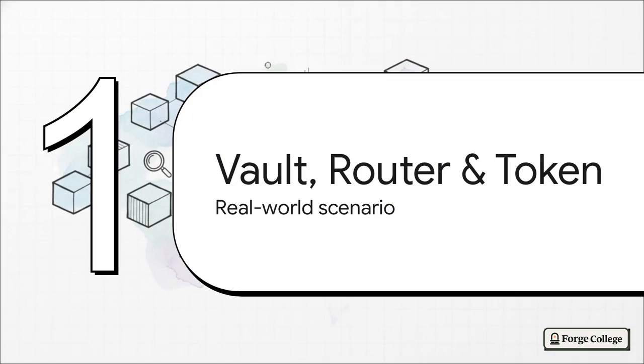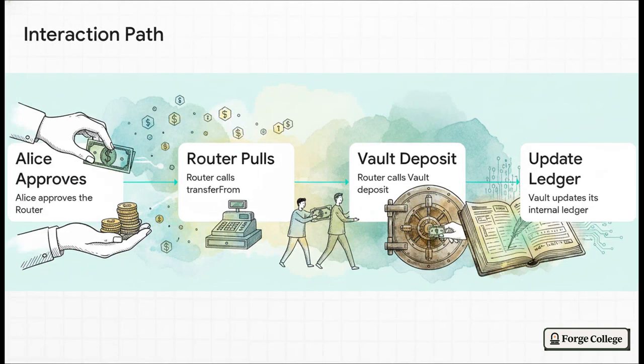Section 3. Vault, router, and token, a real-world scenario. Imagine money moving from your wallet being handed over to a cashier who then walks to the back and places it securely into a bank vault. That four-step chronological path is exactly the composed behavior our tests have to validate. Alice approves the router, the router pulls the token, the router then calls deposit on the vault, and finally, the vault updates its internal ledger. If literally any link in this chain breaks, well, the whole system fails.